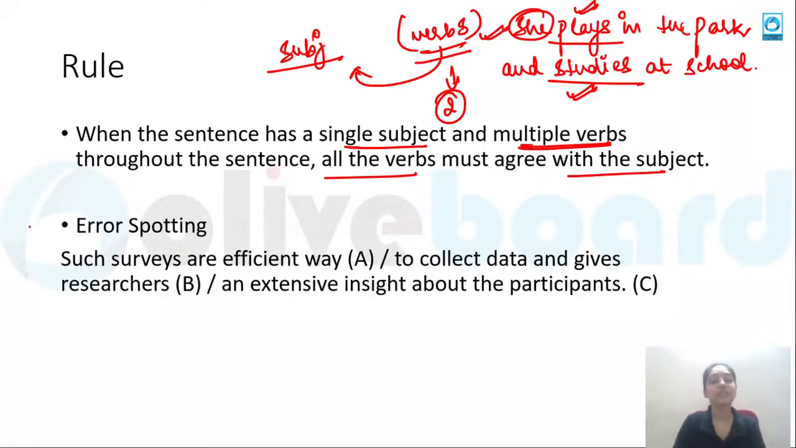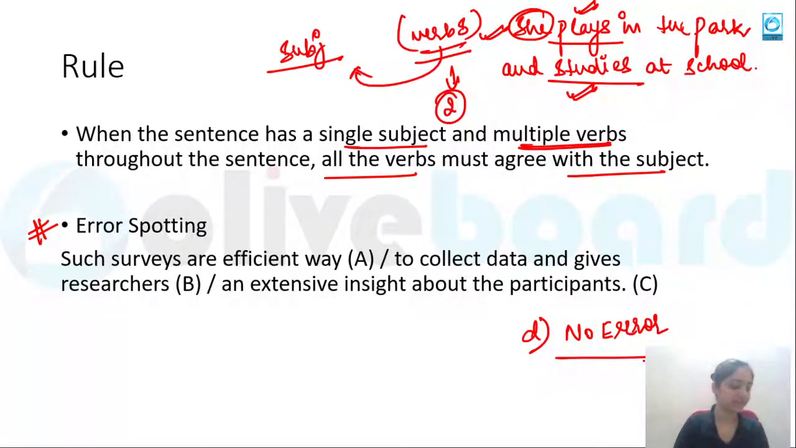Now try to attempt this question. This question is based on error spotting. Keep the rule that we have discussed in mind and try to find out the error in this sentence. You can also take option D as no error. If you feel the sentence is correct, you can mark option D as your answer.